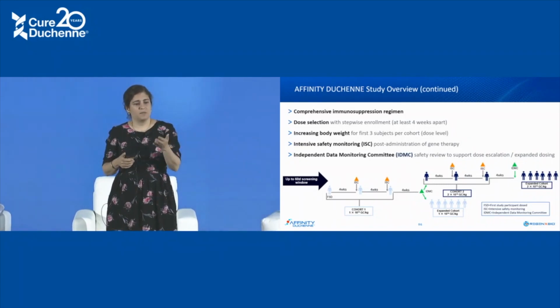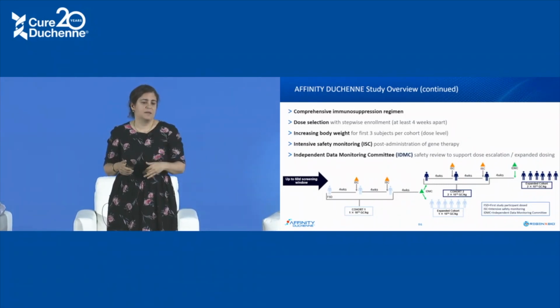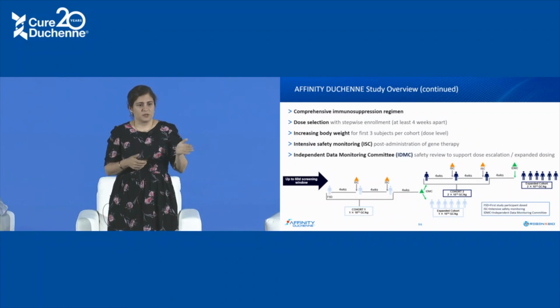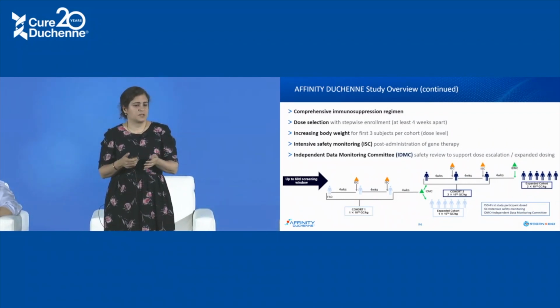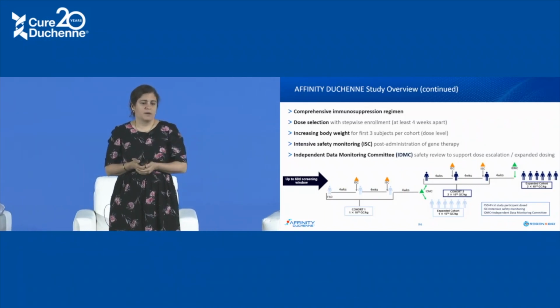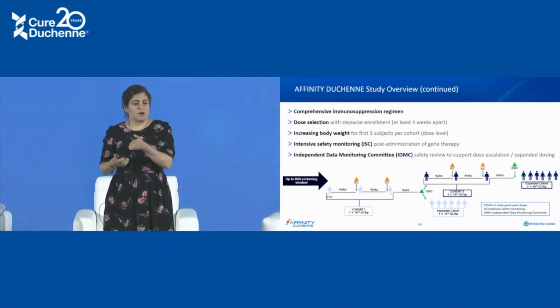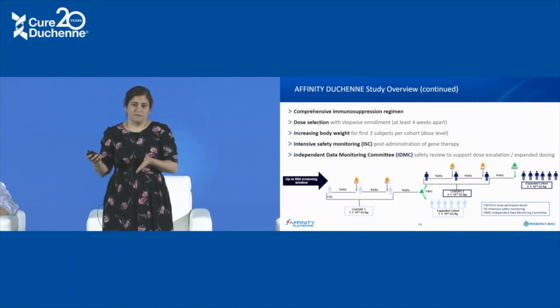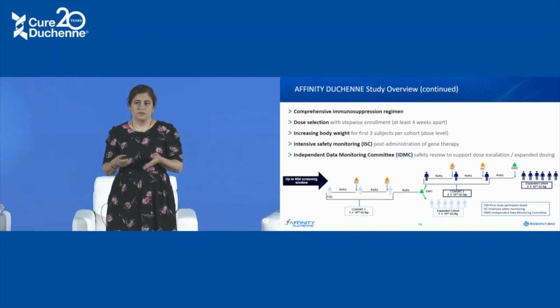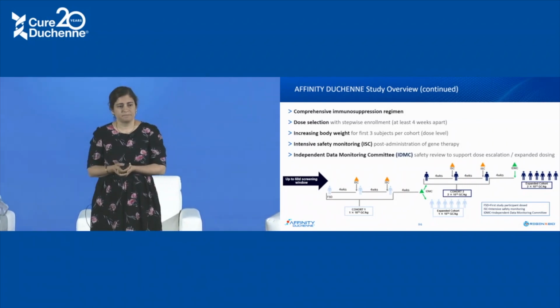But at the same time, if we pass through our safety committee meetings and make sure that it's safe at the lower dose, we will then escalate to dosing patients with the higher dose. So that's 2e to the 14th genome copies per kilogram. And then once we dose our 3 patients in that second cohort, we can actually do an expanded phase, and we have the capacity to dose 18 patients in this trial.